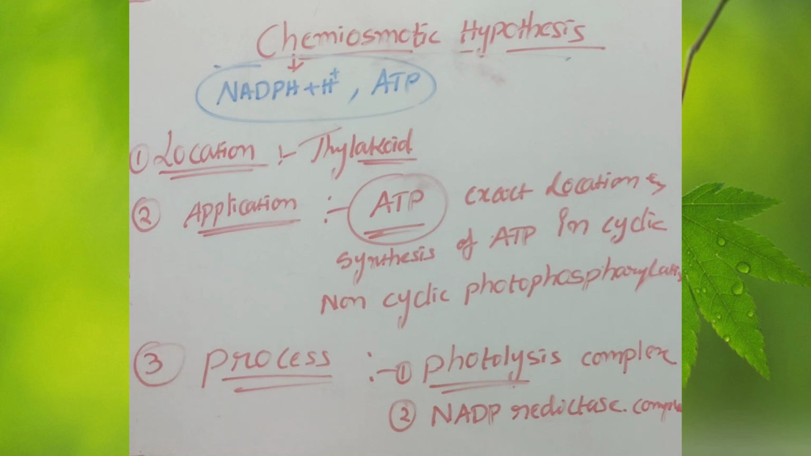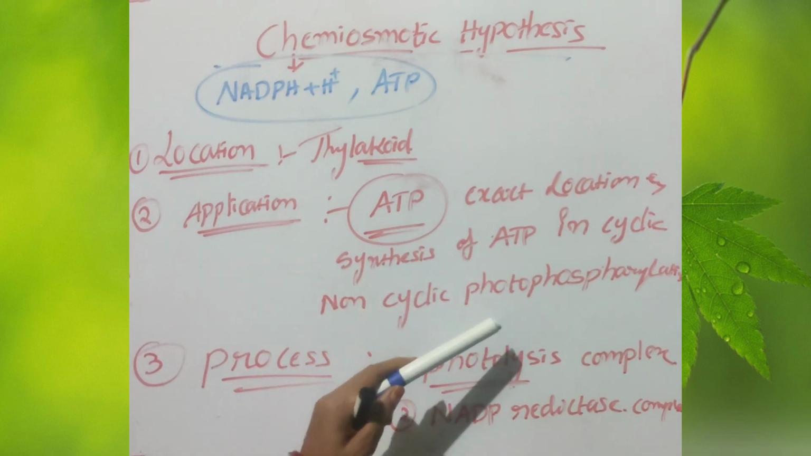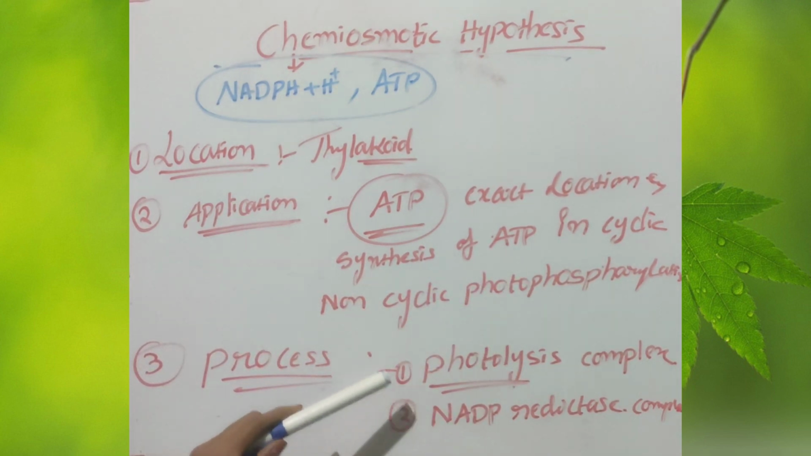This is the introduction part of the chemi-osmotic hypothesis. What is the location, what is the application, what is the process? Location wise, the thylakoid membrane. Application wise, the exact synthesis of ATP in cyclic and non-cyclic photophosphorylation is explained by the chemi-osmotic hypothesis. Third, the process starts with the help of two important complexes. The first complex is the photolysis complex. The second complex is the NADP reductase complex.